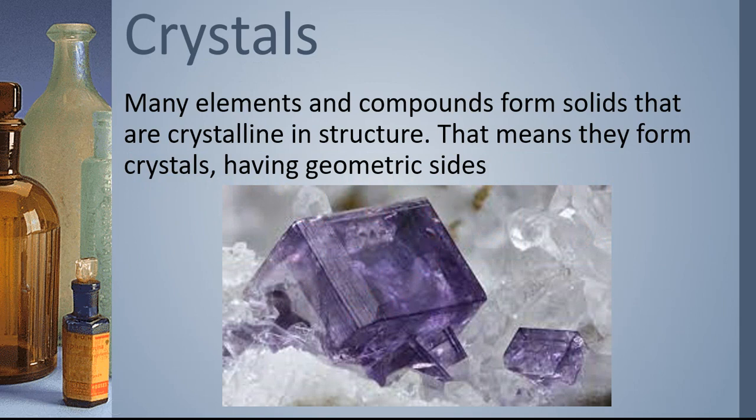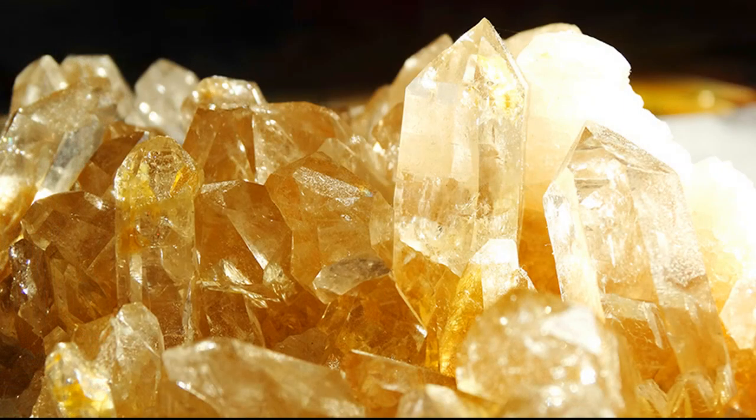That is the way that the compound built itself. It's pretty cool, the kind of shapes we end up with in crystals. This is some beautiful citrine, it's called. It's got that lovely yellow color to it, which citrine means, orange.